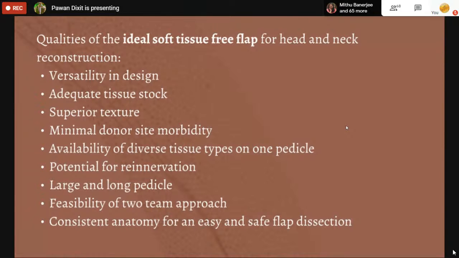It should have potential for re-innervation. It should have a large and long pedicle, and feasibility of a two-team approach should be there. And most importantly, consistent anatomy for an easy and safe flap dissection. The ALT flap, anterolateral thigh flap, has all these qualities except the consistent anatomy part.